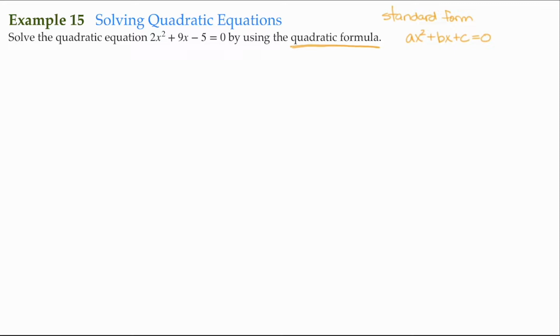So for here, a is equal to 2, b is equal to 9, and c is equal to -5. Always carry the sign of the term.